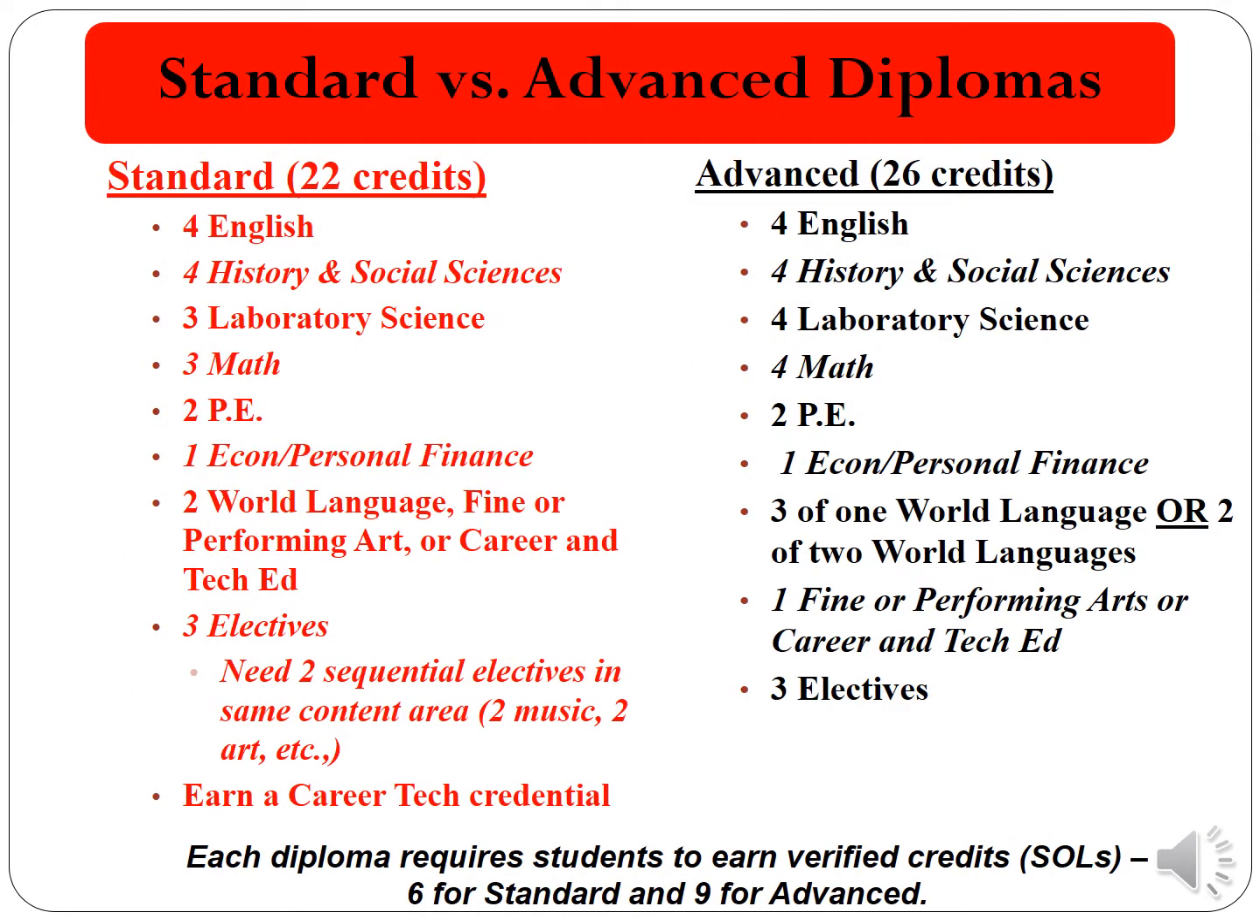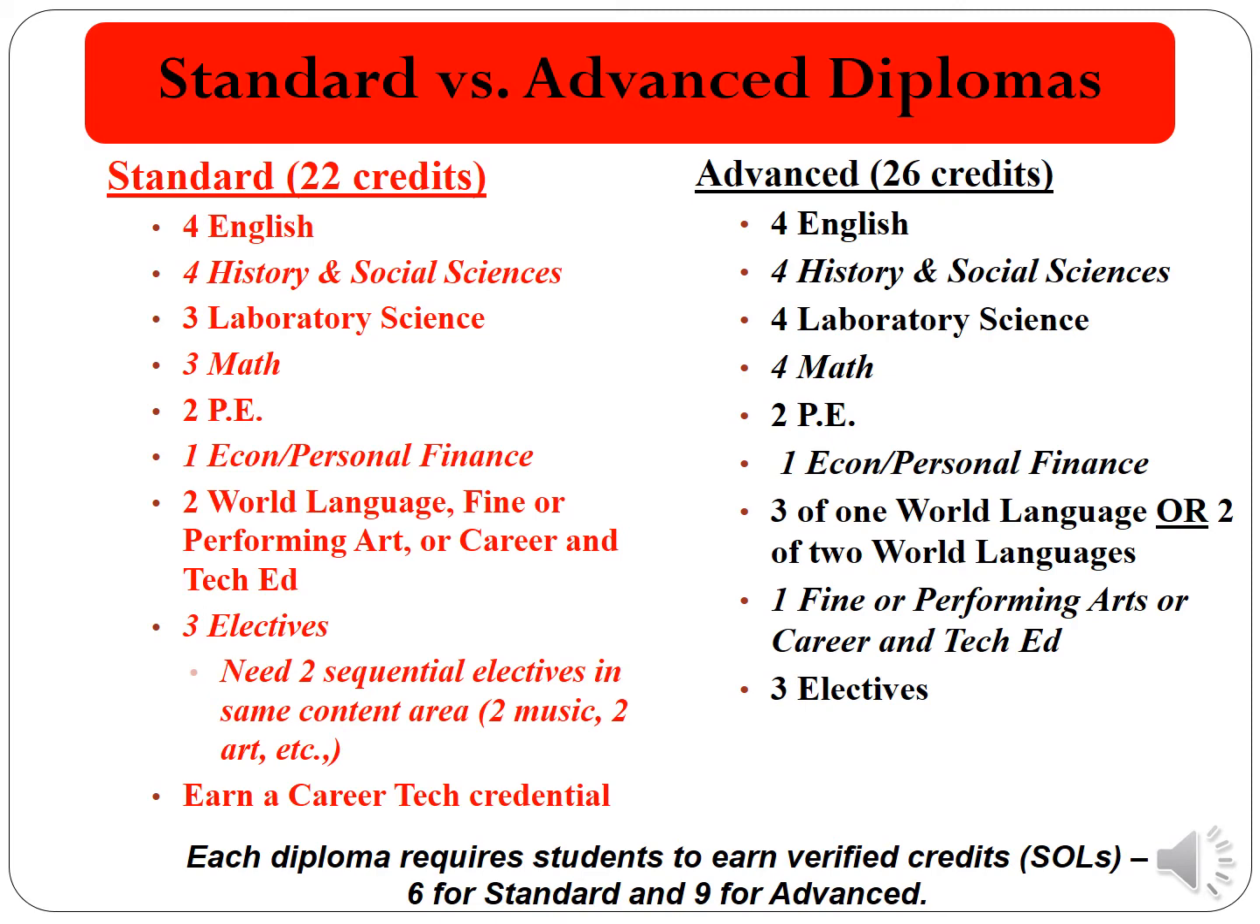Let's just quickly review the differences between a standard and advanced studies diploma. You'll notice on your screen a variety of differences between the two diploma types. The primary differences are, with the advanced studies diploma, you will need a 4th math class and a 4th science class versus 3 for each with the standard diploma. In addition, for the advanced studies diploma, you will need 3 years of 1 consecutive world language or 2 years of 2 different world languages, whereas with the standard diploma you do not need that.